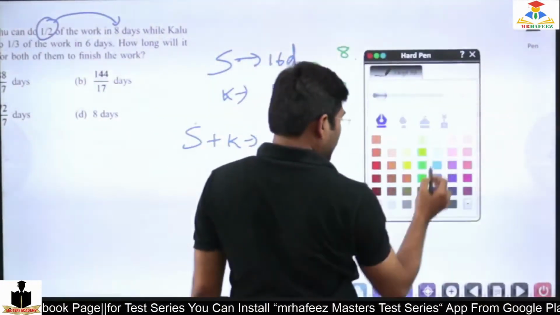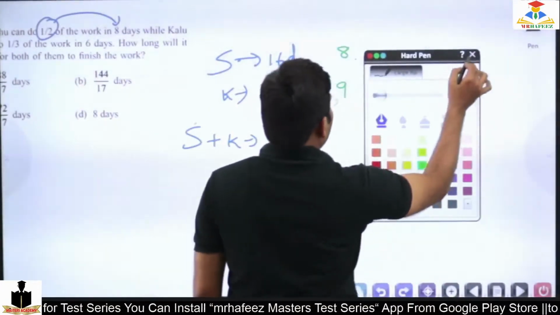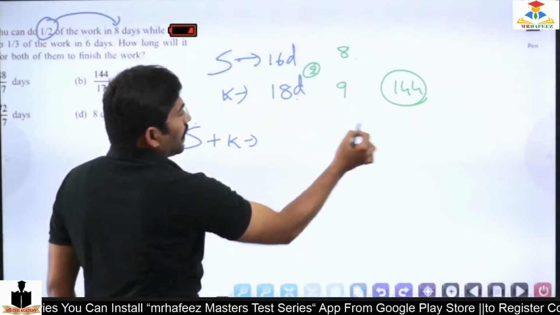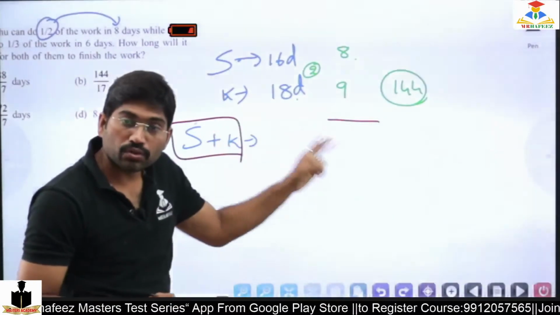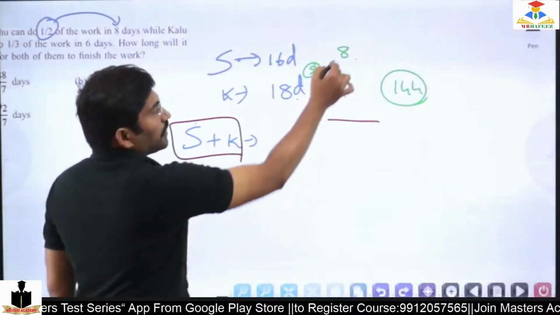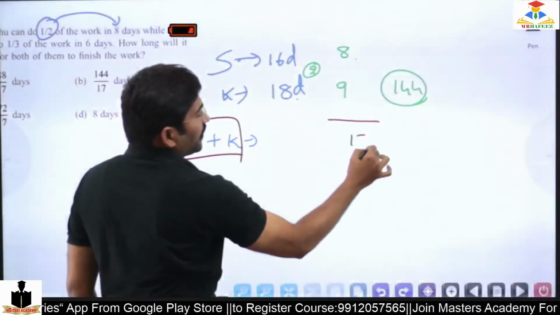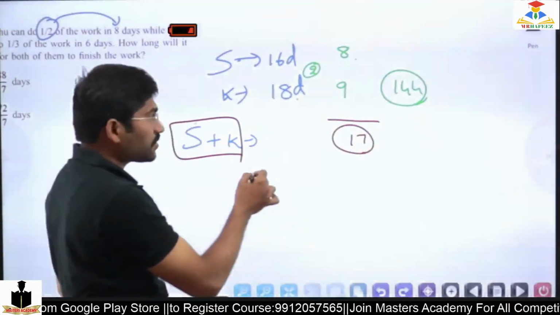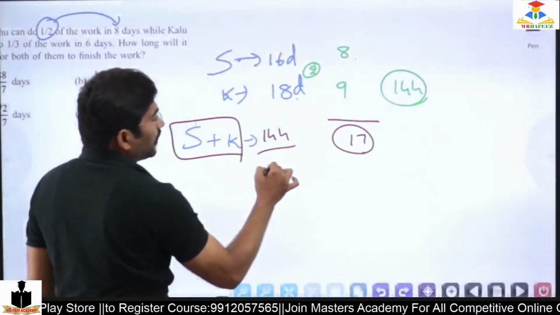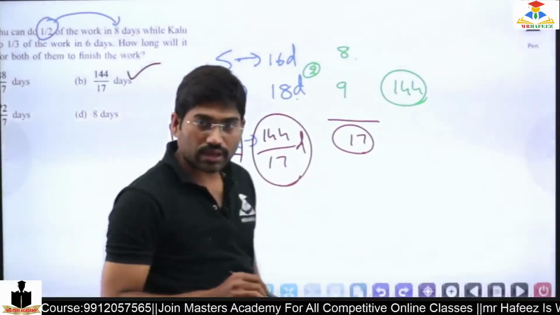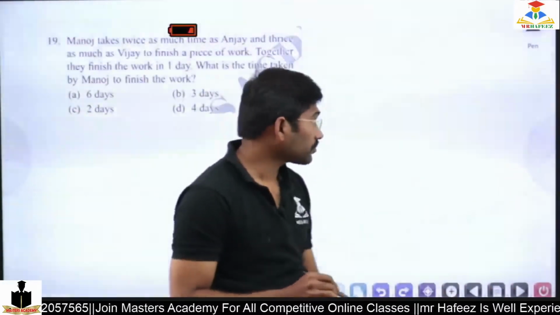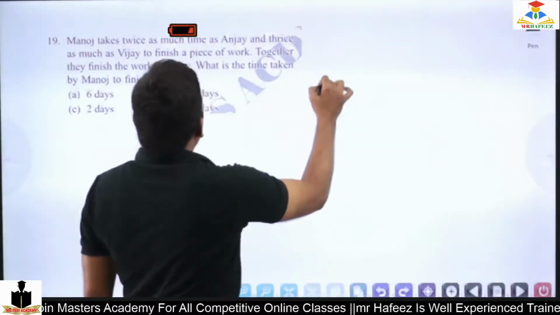So if that is the case, I should add, because they both are working together. So 8 plus 9 is 17. So in how many days? 144 by 17 days. So answer over. Okay, I will come back. Next question.